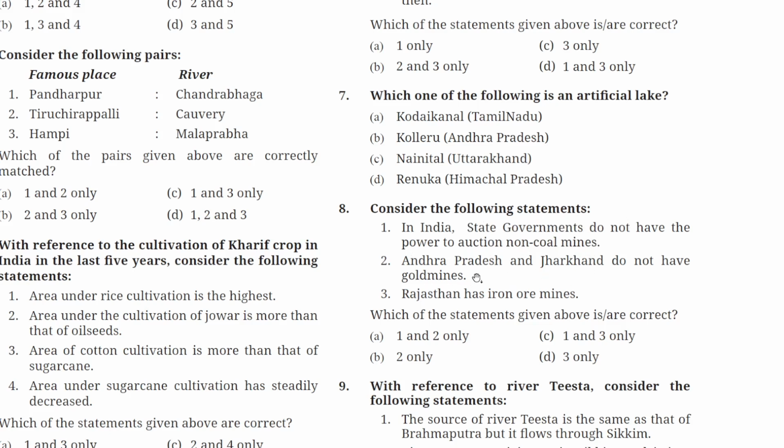Andhra Pradesh and Jharkhand do not have gold mines. No, they do have mines there. Okay, and Rajasthan has iron ore mines. Yes, it is true. The answer is three only.